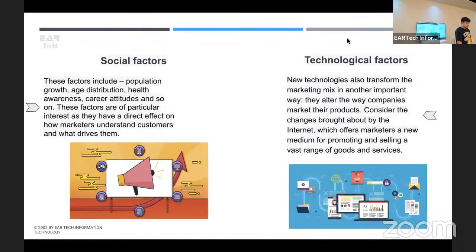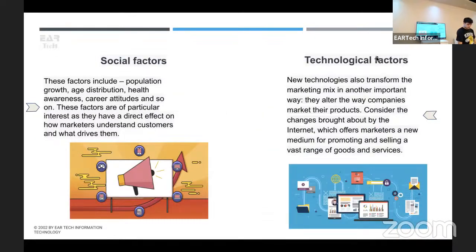Next, we'll dive into social factors. These factors include population growth, age distribution, health awareness, career attitude, and so on. These factors are particularly interesting as they have a direct effect on how a marketer understands customers and what drives them. So understanding your customers' age, very important, their habits, what they like, what they don't like, and everything, so you can provide them with the best service or product.